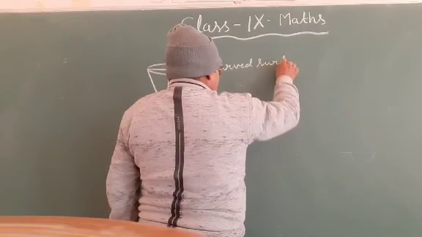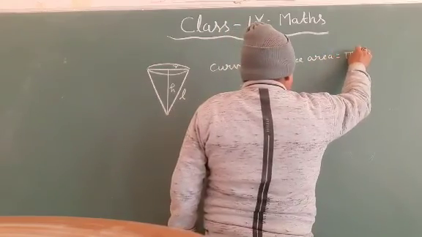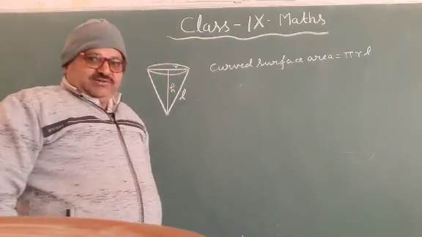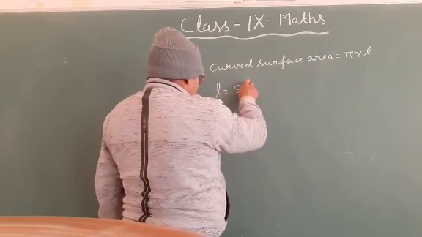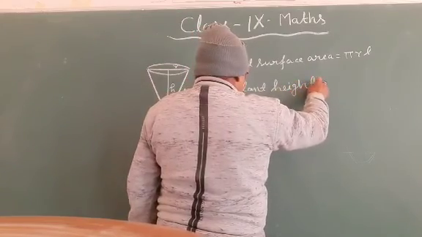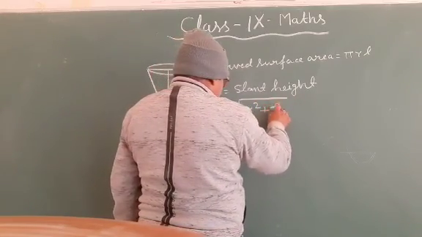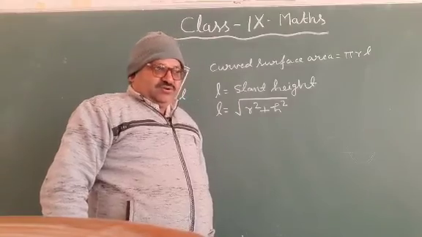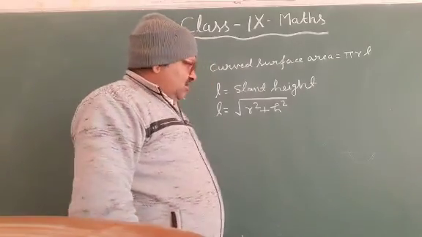Curved surface area is pi r l. The curved surface area is pi r l, where l is the slant height, and l is equal to under root r square plus h square. r is the radius of the base of the cone, and h is the height of the cone.